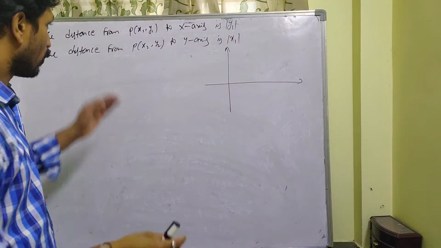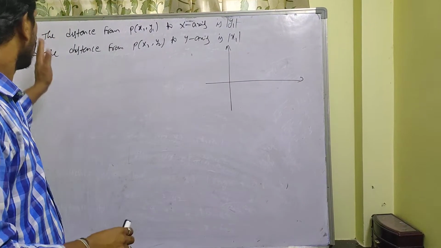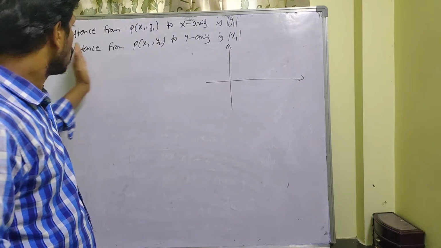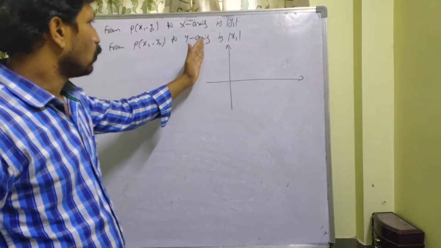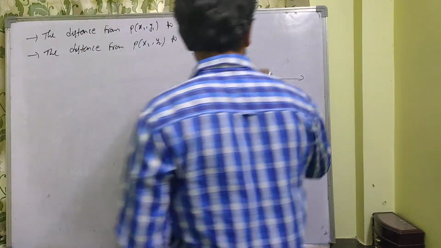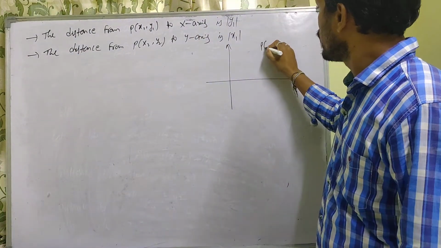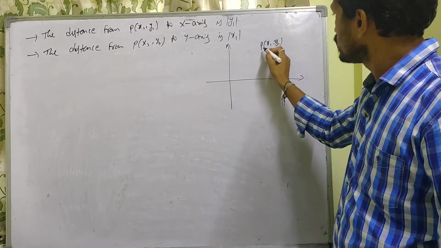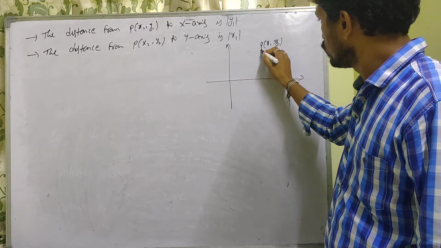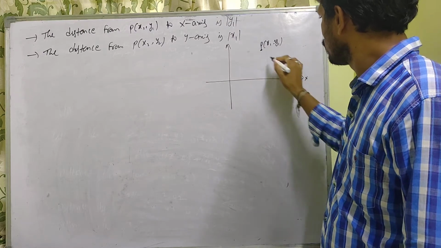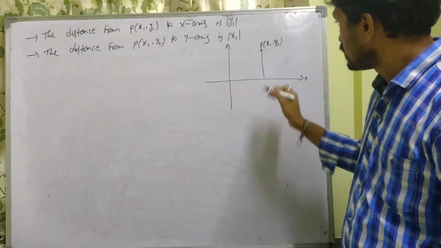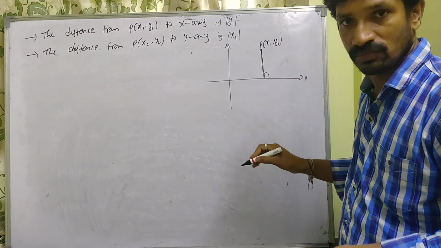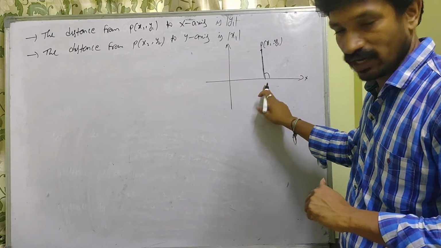So my dear students, I am continuing the previous video. The distance from P(x1, y1) to the x-axis is mod y1, and the distance from P(x1, y1) to the y-axis is mod x1. That means let us take any point here, P(x1, y1). So the distance from this point P to the x-axis should be perpendicular distance. So any point here is the same.